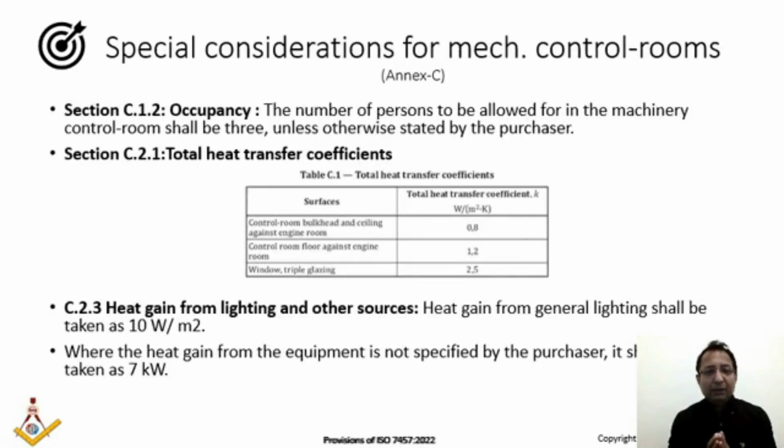Here Annexure C talks about special considerations for mechanical control rooms, and if you see, section C.1.2 on occupancy clearly mentions that the number of persons to be allowed in the machinery control room should be 3 unless otherwise stated by the purchaser. That means when you are doing the heat load calculation for a machinery control room, it should not exceed more than 3 people. The total heat transfer coefficients of the machinery control rooms are also clearly given over here. You can use them in the heat load calculations.